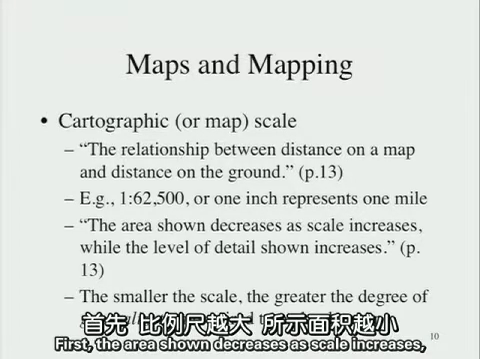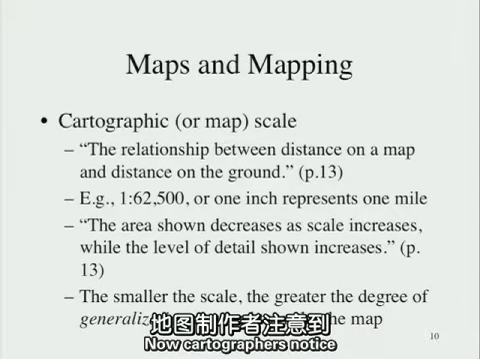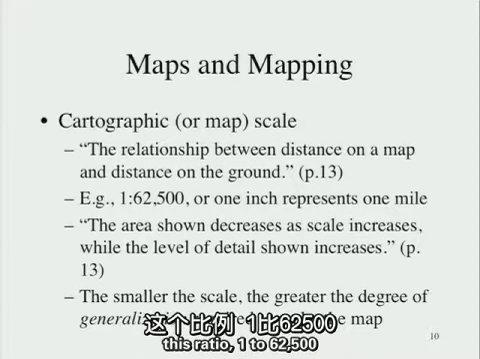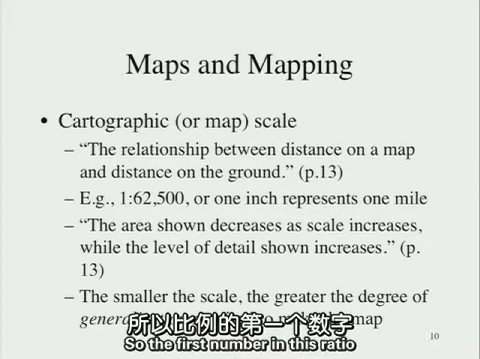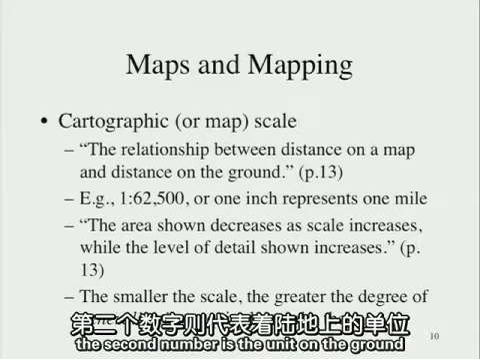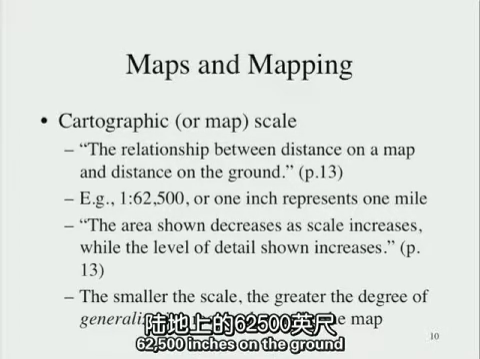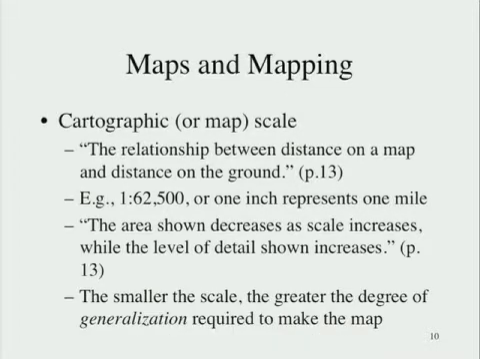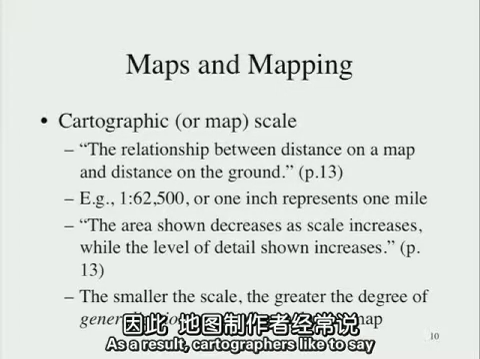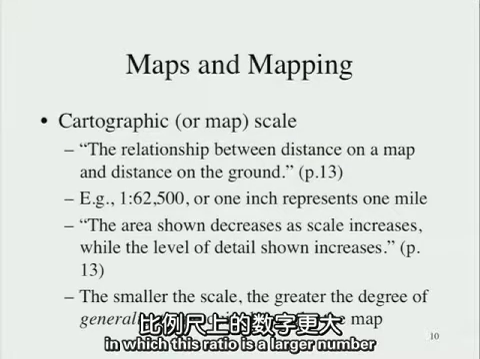First, the area shown decreases as scale increases, while the level of detail shown increases. Now, cartographers, notice this ratio, 1 to 62,500. So the first number in this ratio is 1 unit on the map. The second number is the unit on the ground. In other words, your inch on the map, which is 1, actually represents 62,500 inches on the ground. As a result, cartographers like to say that a large-scale map is one in which this ratio is a larger number.